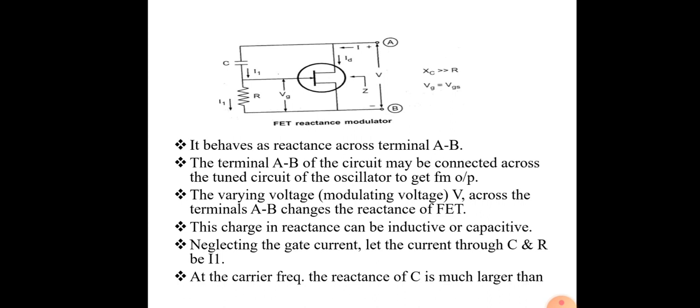Okay, so this is the FET reactance modulator, and it behaves as the reactance across the terminals A and B. So here two terminals are there, that is A and B. Those two terminals will act as the reactance. The terminals A and B of the circuit may be connected across the tuned circuit of the oscillator to get the FM output.